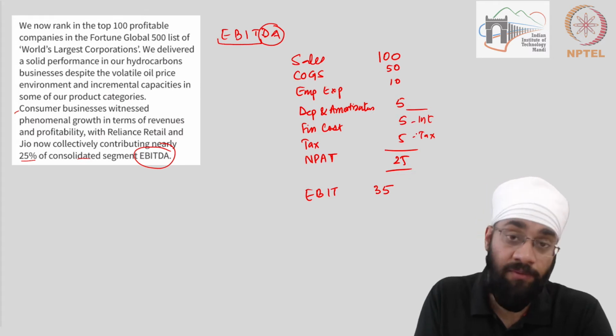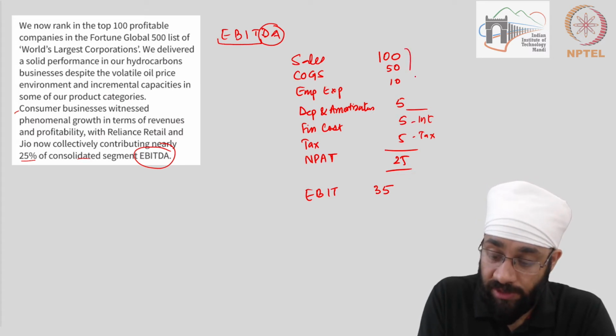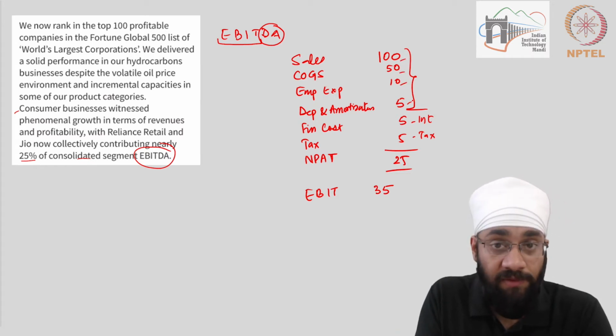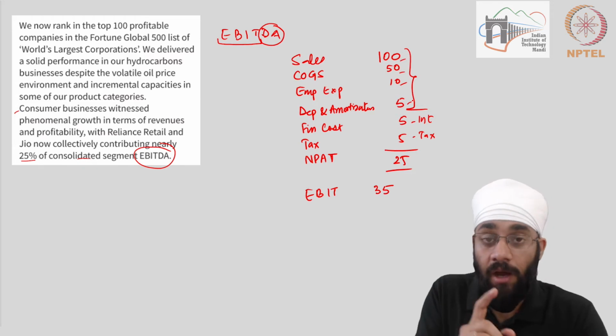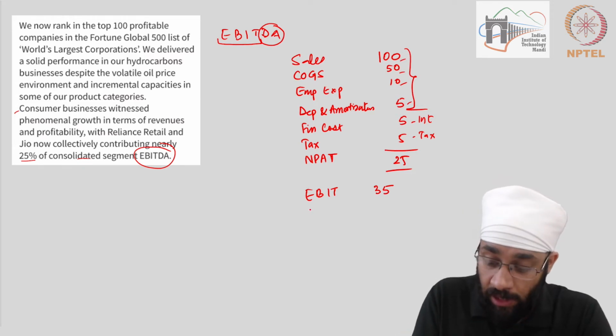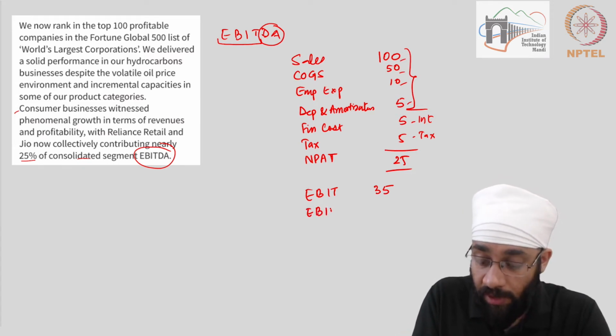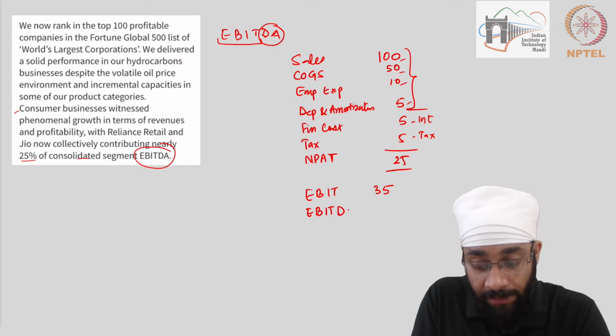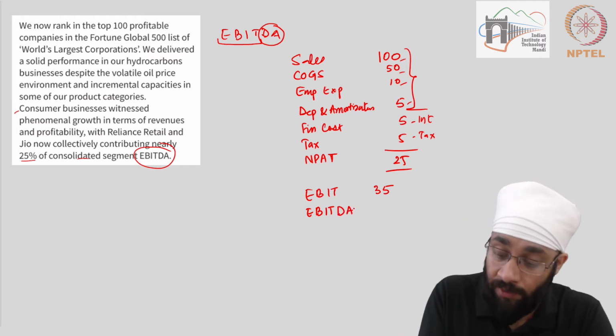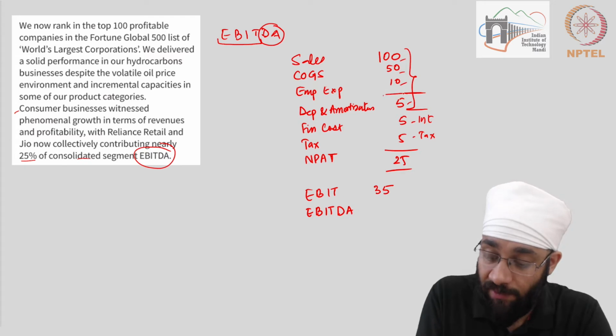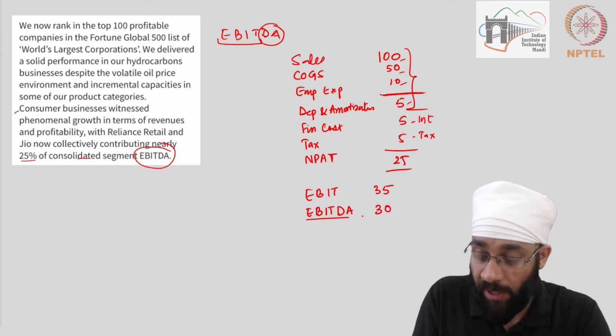These two fives have to be added back. Or you can just deduct from the 100, 50, 10 and 5. So 65, you're left with 35. This is earning before interest and tax. If you have to calculate earning before interest, tax, depreciation and amortization, all you have to do is not consider this 5, only go up till this point. So you will have an EBITDA of 30.